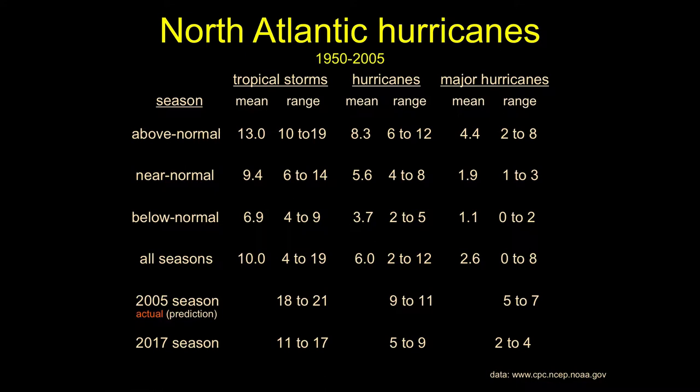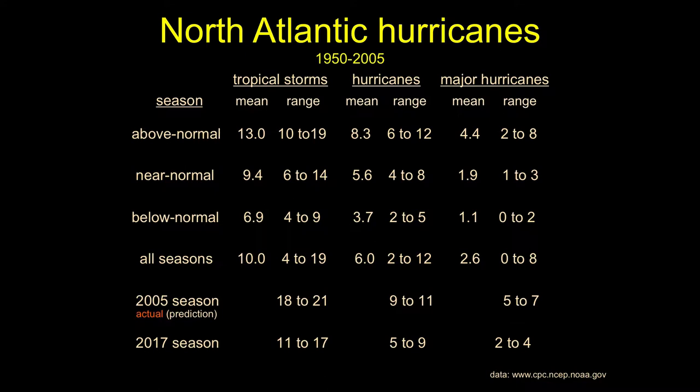So again, going into May of 2005, these are what the predictions were for later on in the 2005 season. 18 to 21 tropical storms. That's crazy. 9 to 11 hurricanes. 5 to 7 major hurricanes. That is huge. That is crazy.